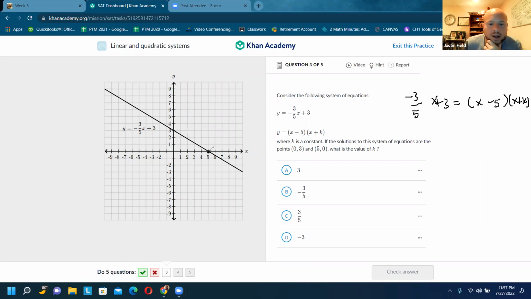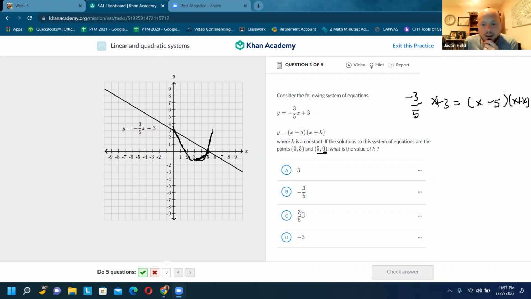I know I have 5, 0, and I know I have 0, 3. And so the graph is positive over here, right? And it's positive over here. And then it's symmetrical. So there's a terrible graph, but it's like around 2, in between 1 and 2, something like that. So it's definitely not 3.